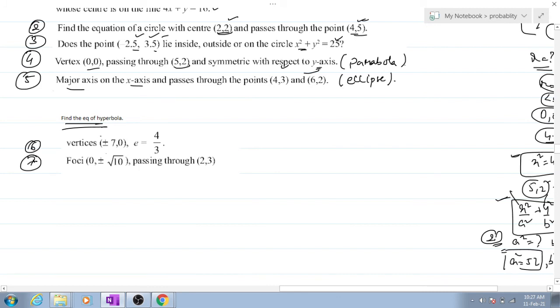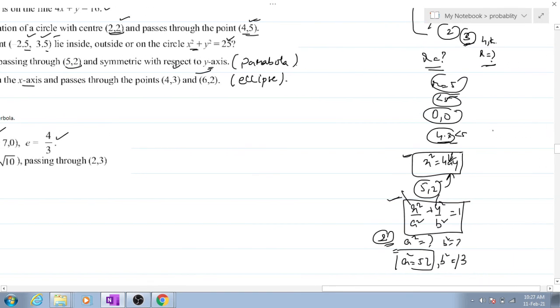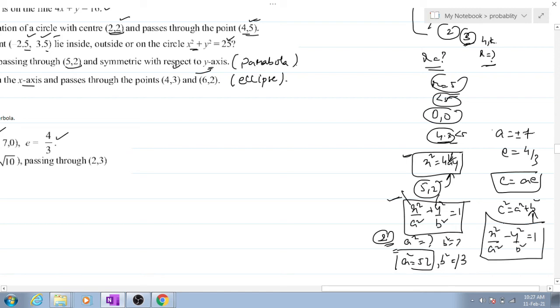Moving on to the sixth one, we have vertices given to us and eccentricity given. So what can you calculate from here? Vertices, hyperbola. A has been given to you as 7. You can calculate c from here. C is equal to ae. Then use the formula a square plus b square to calculate the value for b, and then you have the standard equation as x square by a square minus y square by b square is equal to 1. Clear? Because the vertices are on the x-axis, this is a horizontal hyperbola.